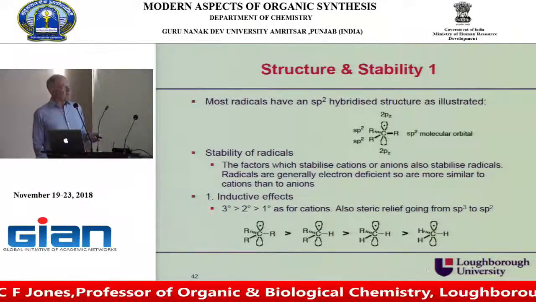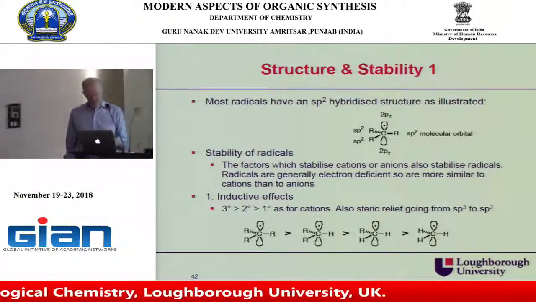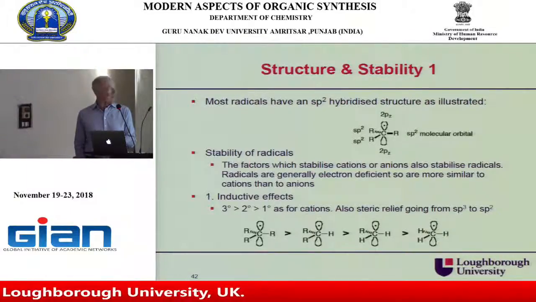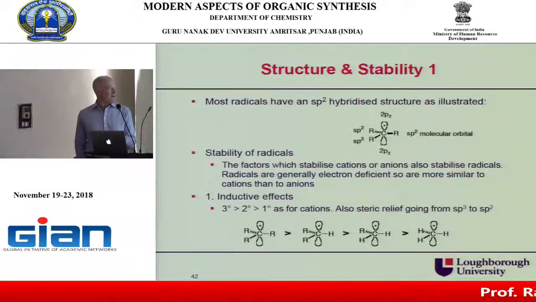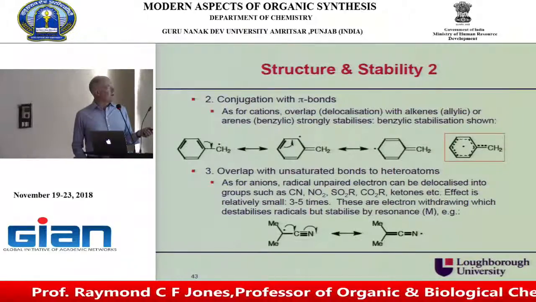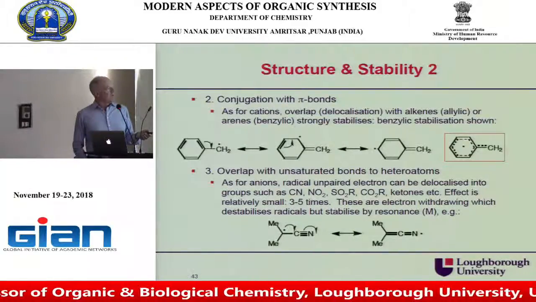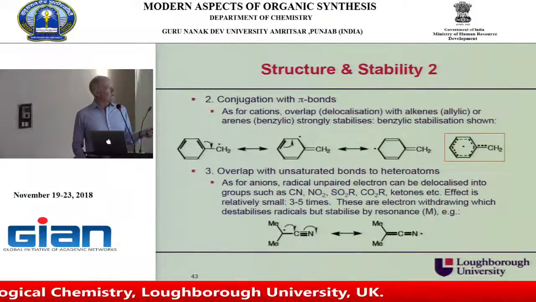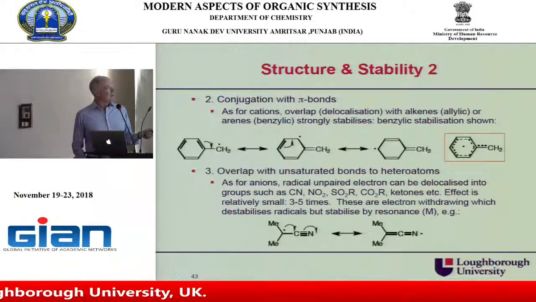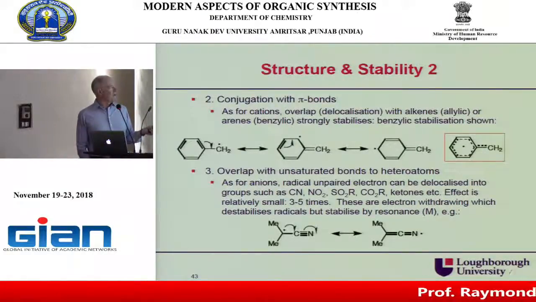There is also some steric relief going from sp3 to sp2, which is a contributory factor to the stabilization. Okay, so inductive effects or substituents, the more substituted, the more stable they are, which is the same as you would get with carbocations. And they can also be stabilized by conjugation with pi bonds, just like for cations. So overlap, creating delocalization, which always creates stabilization, but by having adjacent alkenes in an allylic system, or adjacent arenes, aromatic rings, in a benzylic system. That's strongly stabilizing, and I've illustrated that for the benzylic radical here.